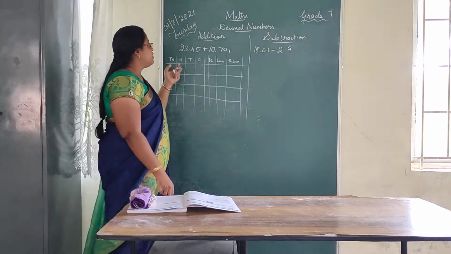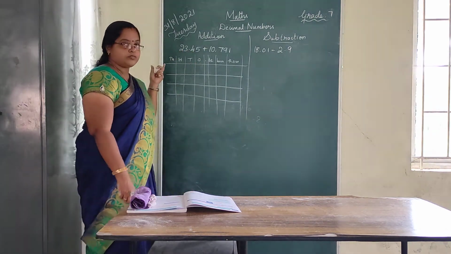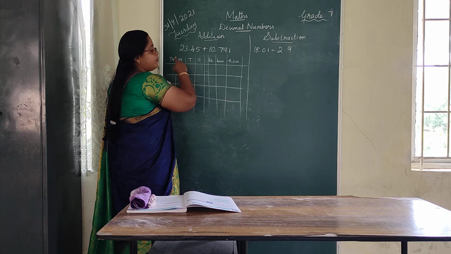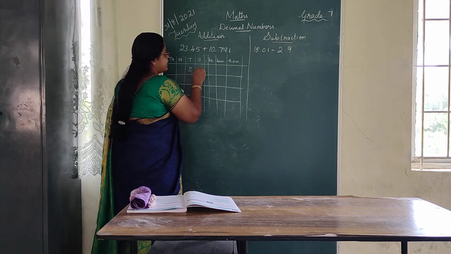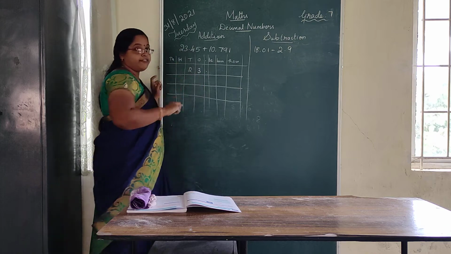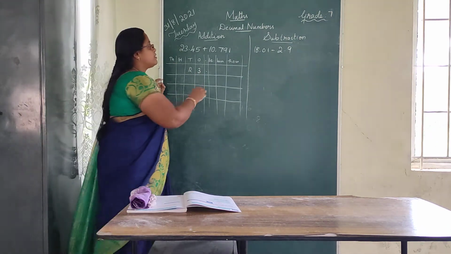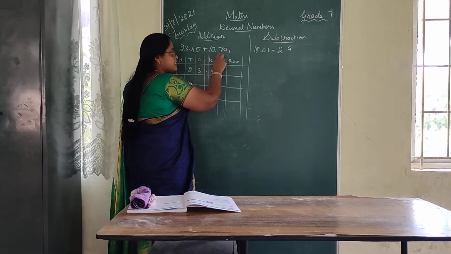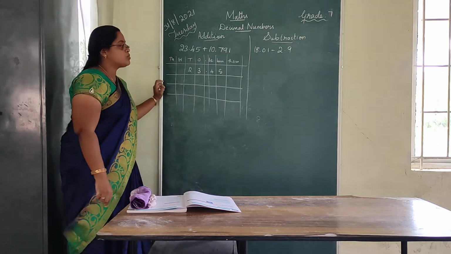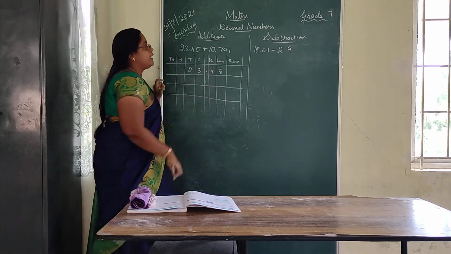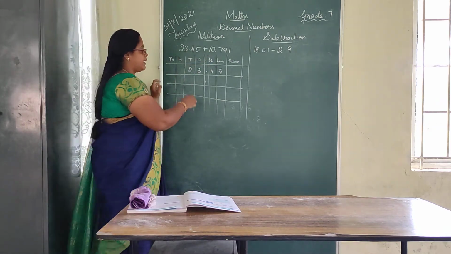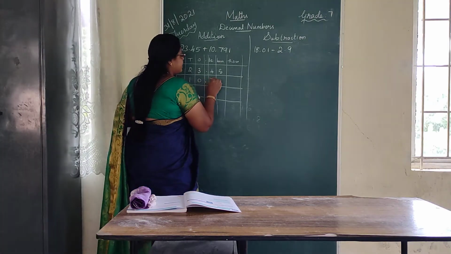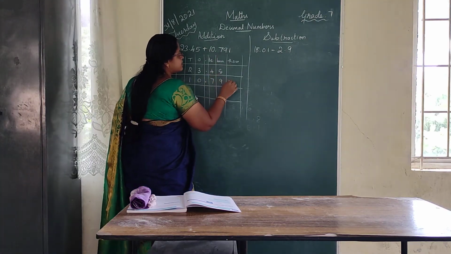So first you should take the first number and put it in the boxes. The center point should be put here, and before the point it is 23, so we have to write 23, and after the point it will be 45. We have to read 4, 5. So 4 is in the tenth place, 5 is in the 100th place. Now we have to take the next number, 10.791. So the point should be put straight below the point, and before the point it is 10, so we have to write it here, and after the point 791: 7 is in the tenth place, 9 is in the 100th place, 1 is in the 1000th place.